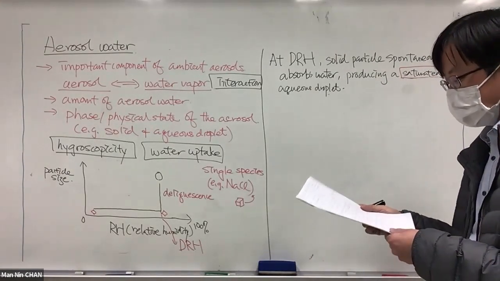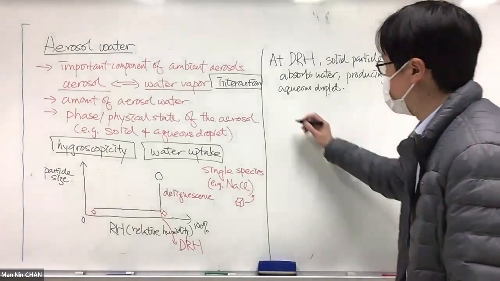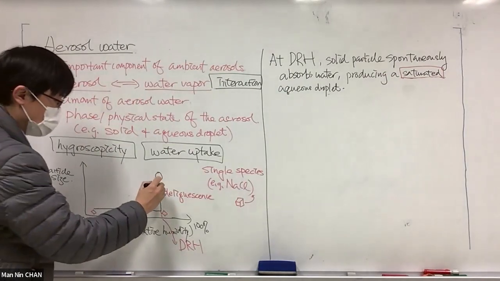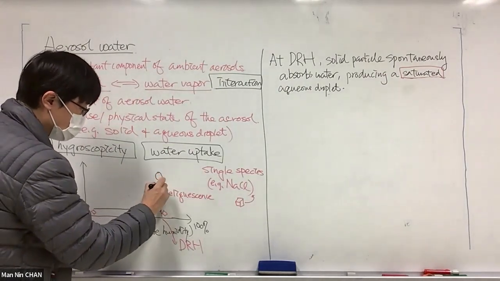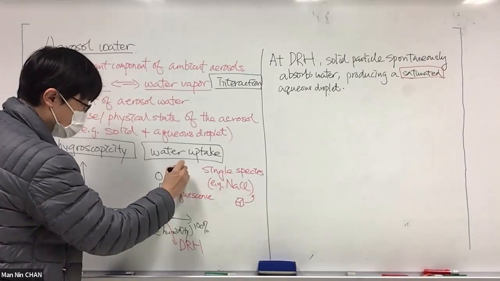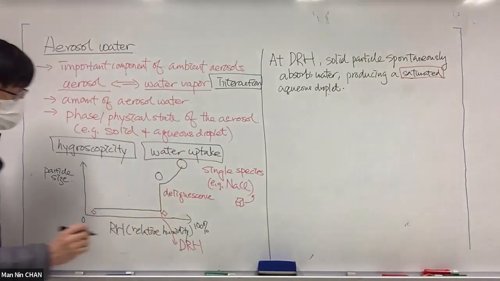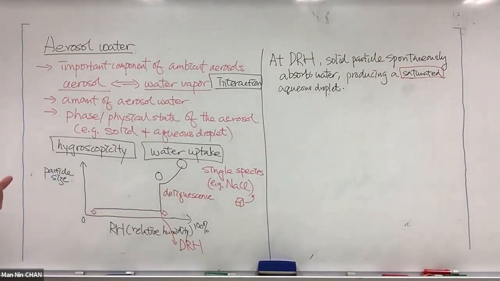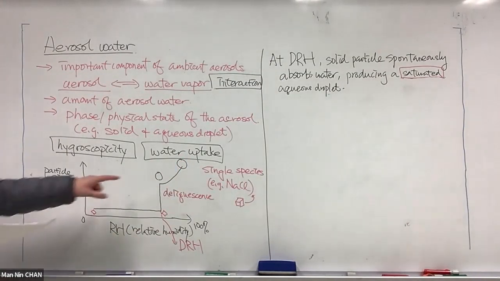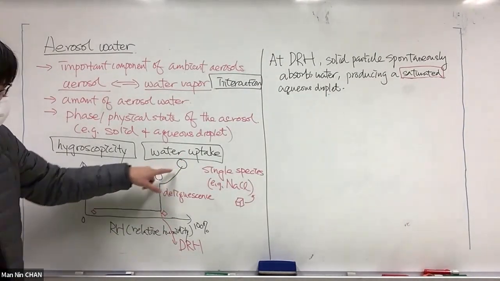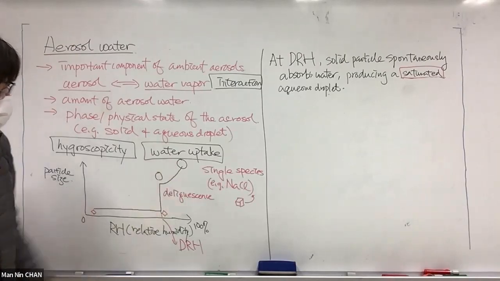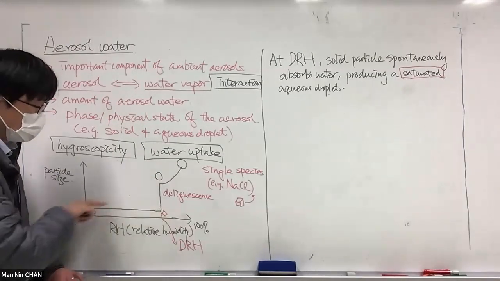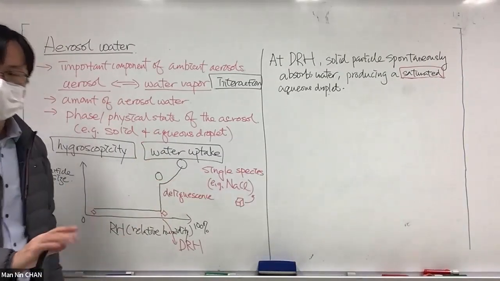Now, of course, if I further increase my RH, what will happen to my aqueous droplet? My size will keep increasing, so I become a bigger droplet. When you increase the RH, you just absorb more water, and it becomes a more diluted solution. So this is what happens when we increase the RH. Are you okay with this?